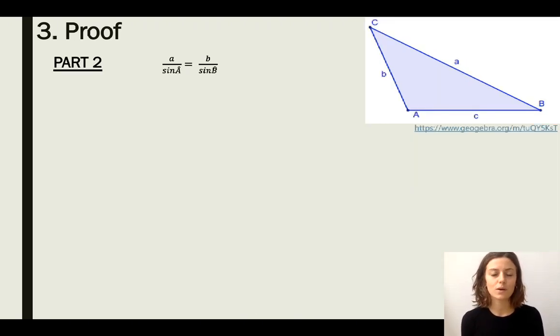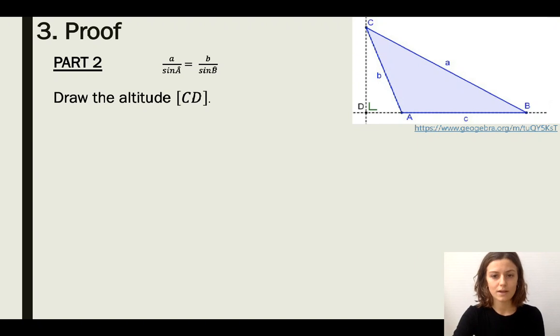In part 2, we will prove that a over sine of A equals b over sine of B. How could we do this? Once again, we will draw an altitude. The altitude CD creates two rectangular triangles, CDB and CDA. You could draw another altitude, and that is also correct.